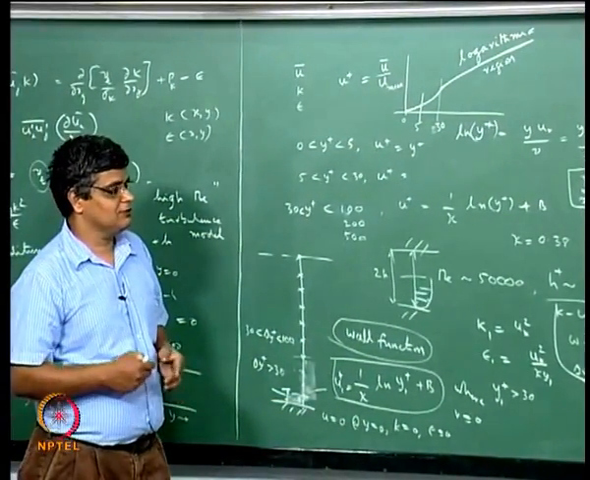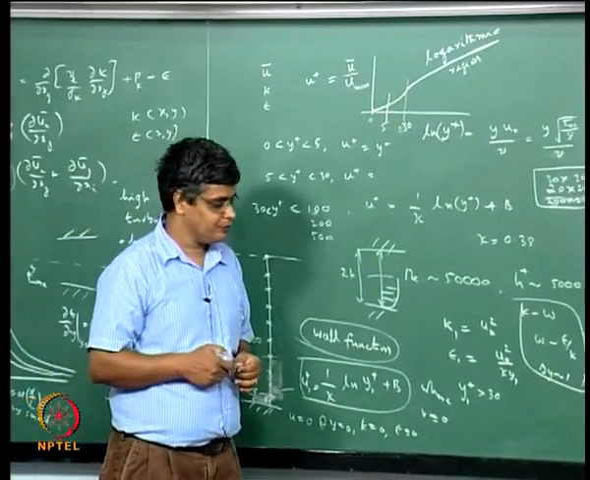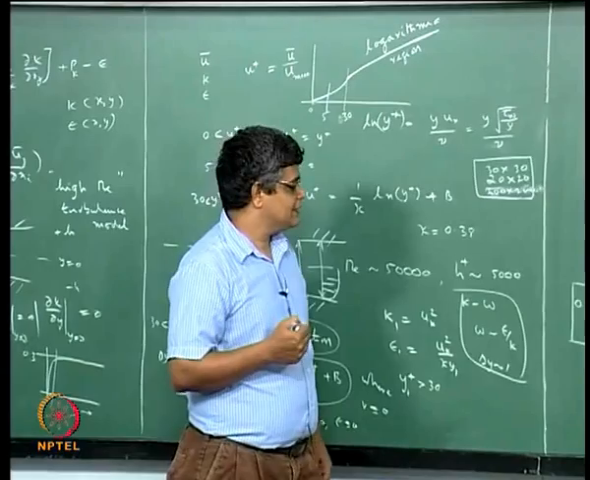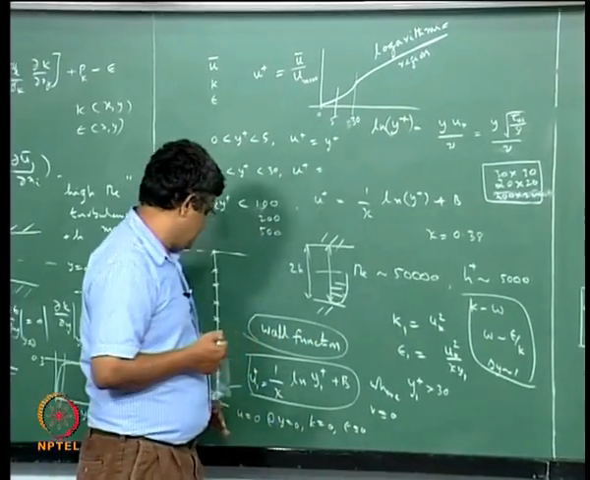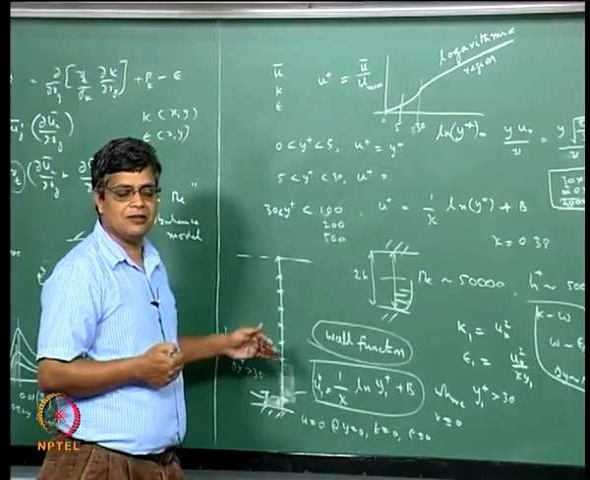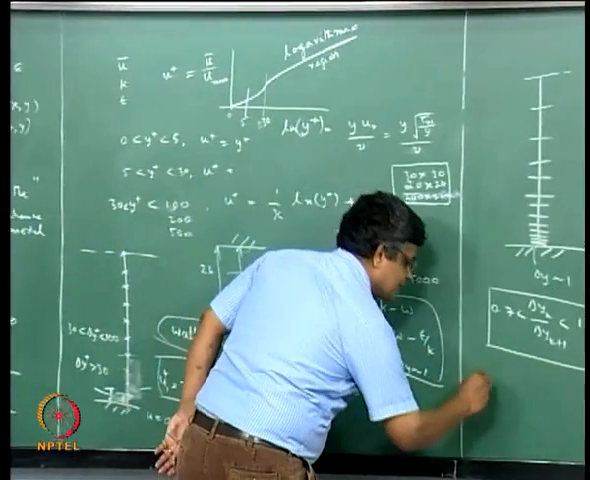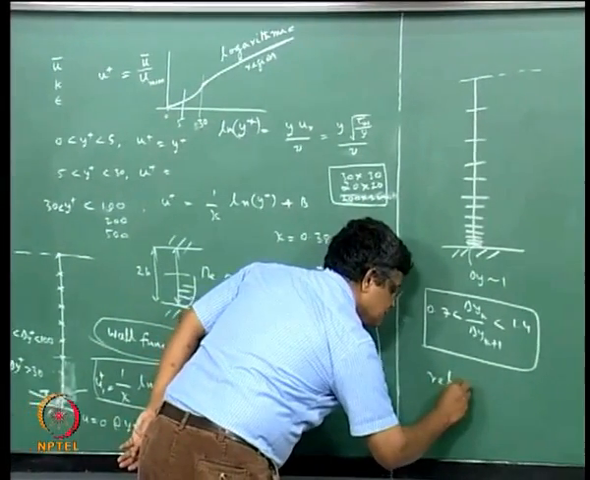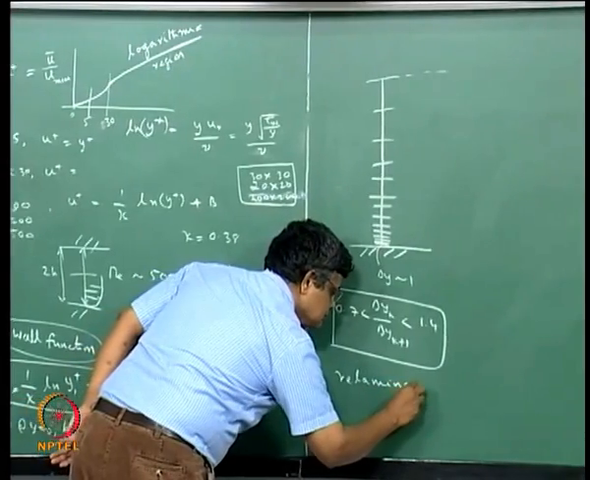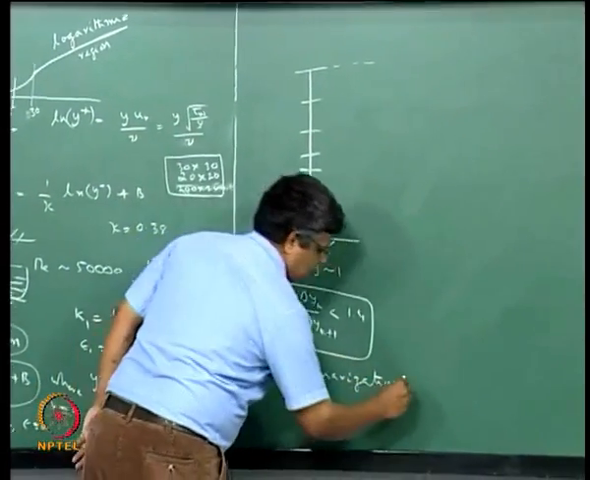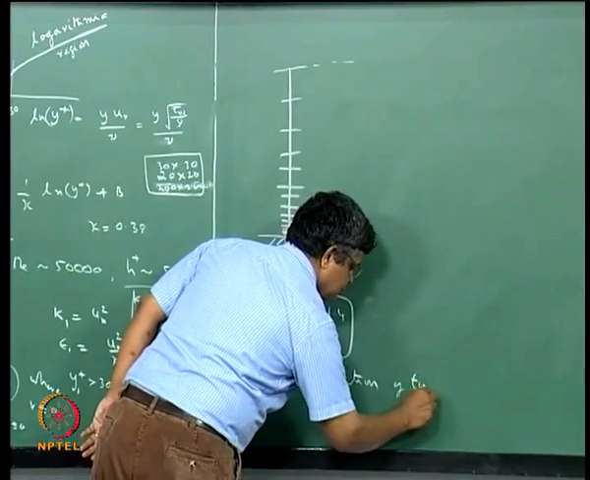For example, if you have a case of strongly accelerating flows, in such a case it is possible that the flow near the wall may become laminar. That is called relaminarization of turbulent flow.